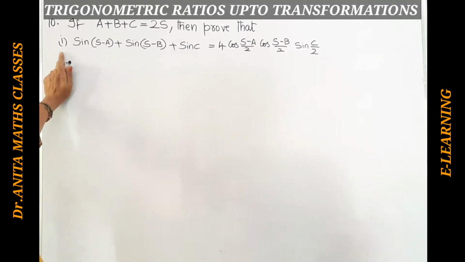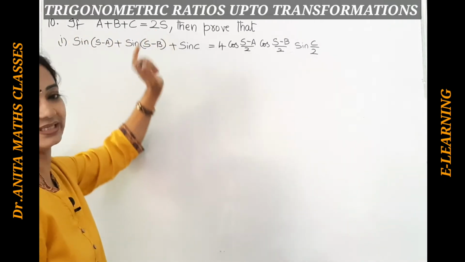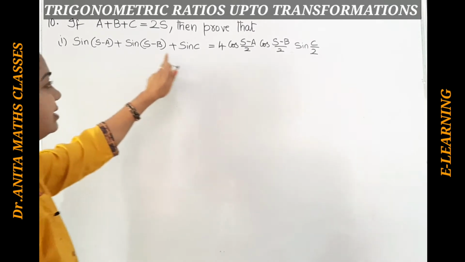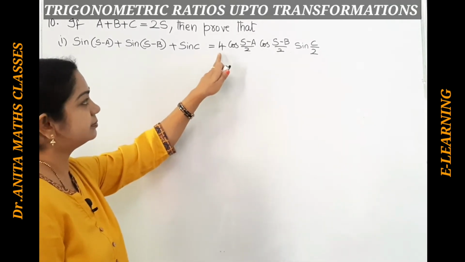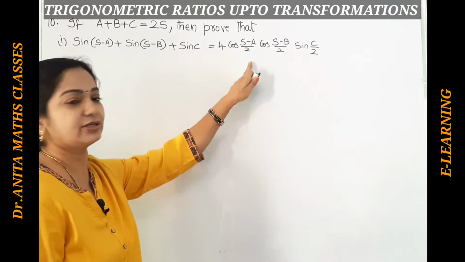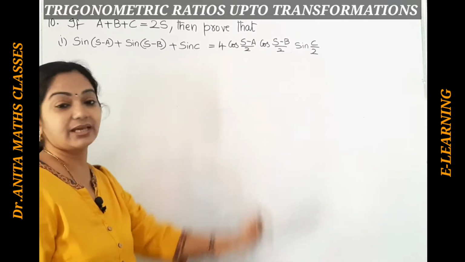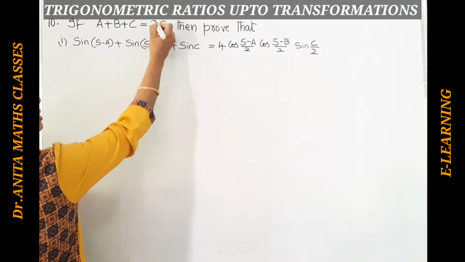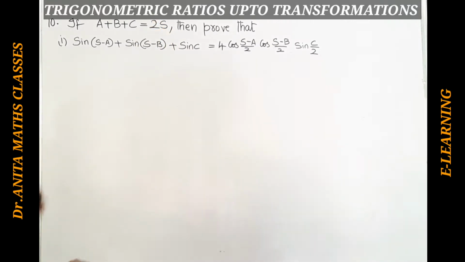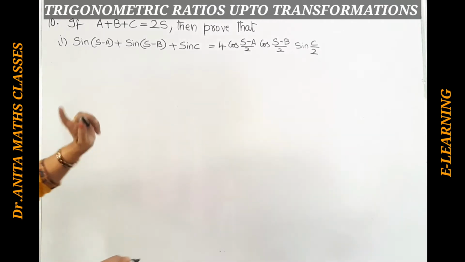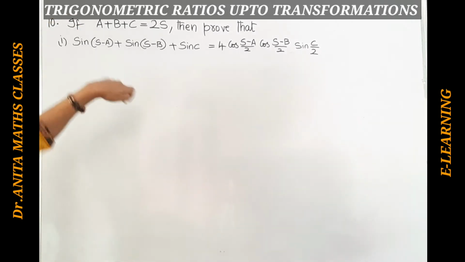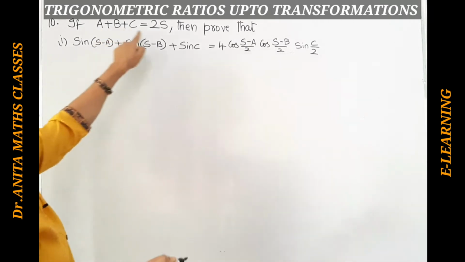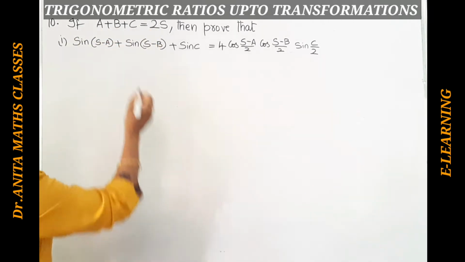So the last problem here, the 10th one: if a plus b plus c is 2s, then prove that sin(s minus a) plus sin(s minus b) plus sin c is equal to 4 cos((s minus a)/2) cos((s minus b)/2) sin(c/2). So clearly see that there is s here, 2s. There is no angle given as in the 7th, 8th and 9th problems. In the 10th problem there are two problems. One problem I'll tell you and the other one you practice for yourself. So here 2s is given, so that we will transform here.